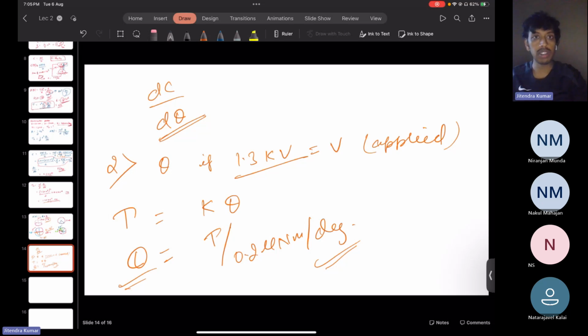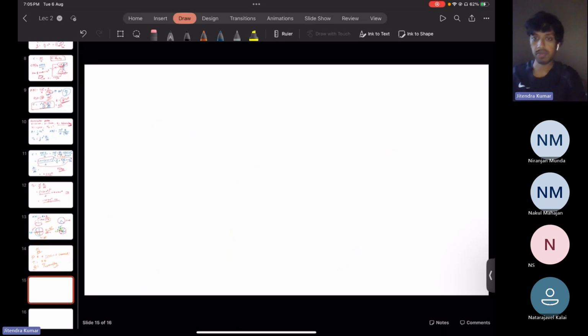And if there are no doubts, then we will move ahead to the next topic, which is ammeter, voltmeter, ohmmeter instruments. Okay, so let us move ahead with the new topic.